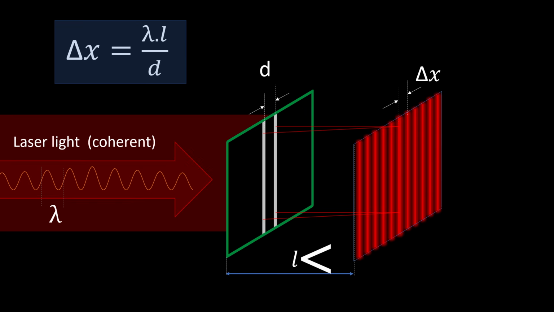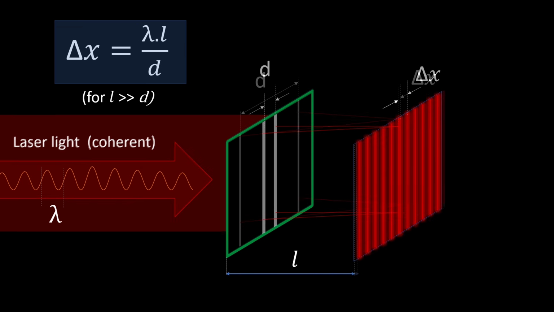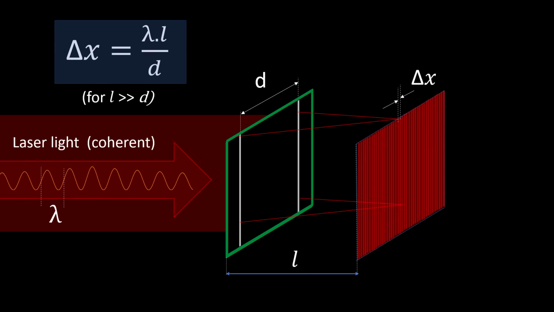Now, this formula is an approximation, but it illustrates the fact that when the distance between the slits gets larger, delta x gets smaller, so the spatial frequency in the interference pattern increases. And this is basically due to the angle under which the slits interfere.